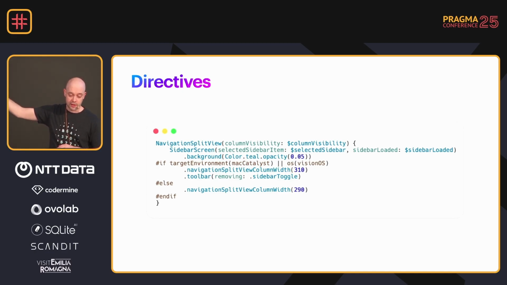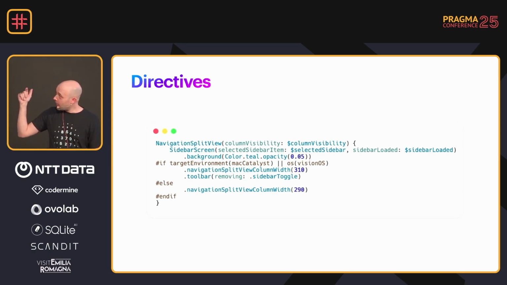For example, if the target environment is Mac Catalyst or the OS is visionOS, the navigation split view column width is 310, and on the toolbar I remove the sidebar toggle. Otherwise, the width is 290. One thing to notice is that when you target Mac Catalyst, you cannot use #if os(macOS), which would come naturally. You need to remember to use #if targetEnvironment(macCatalyst), and it always catches me off guard.